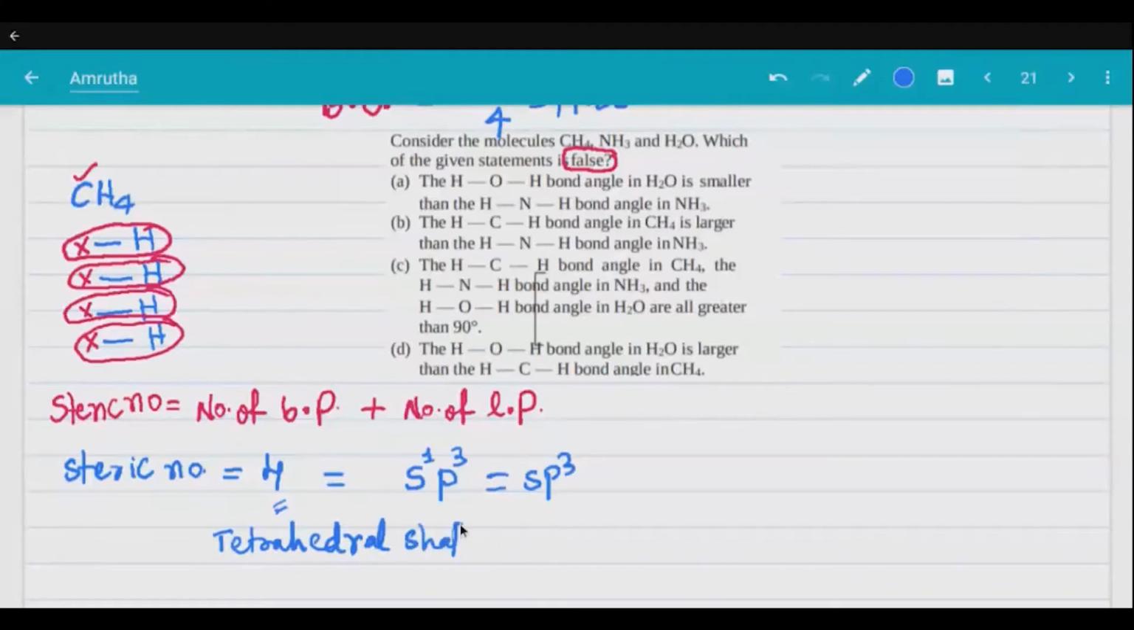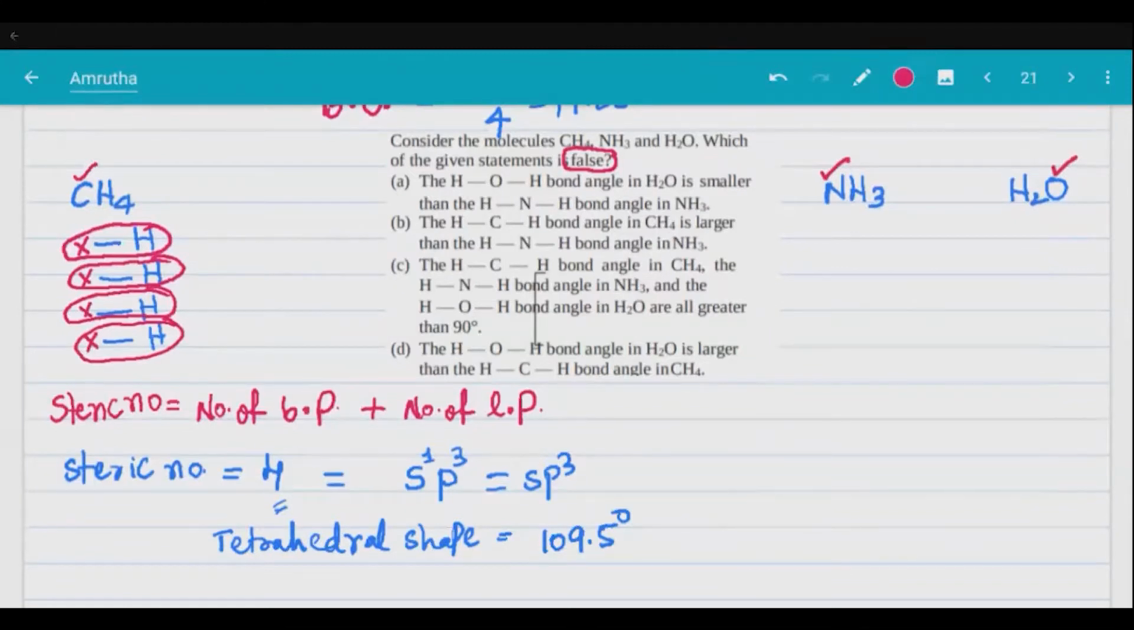What is the bond angle? The bond angle is 109.5 degrees. In a similar way, you do it for NH3 and you also do it for H2O. So I'll give nitrogen as the central atom, and oxygen as the central atom. Now, can you please first find out what is the hybridization in NH3 and in H2O? Very fast. Use the same method.